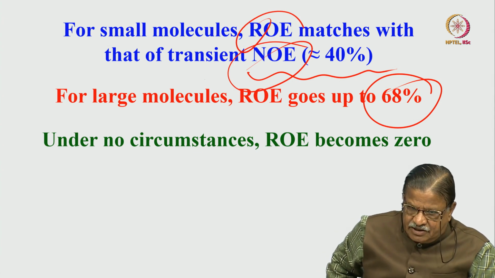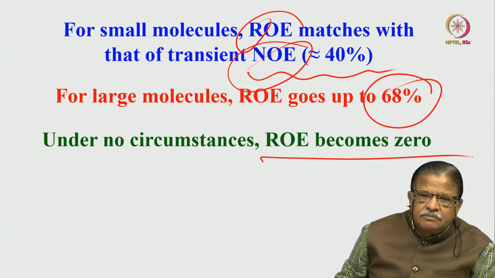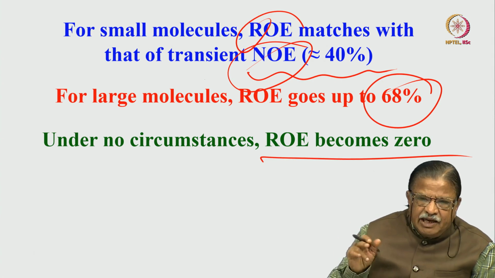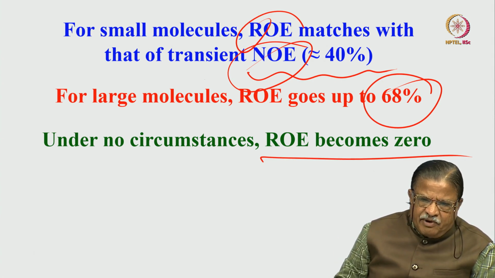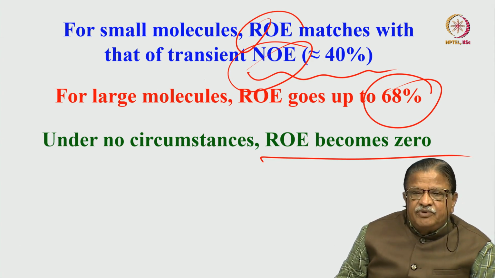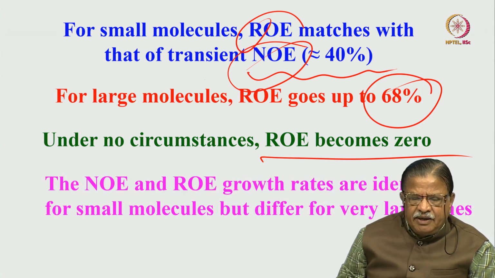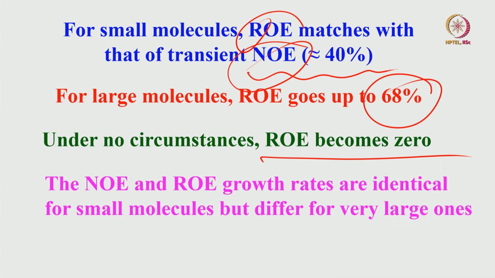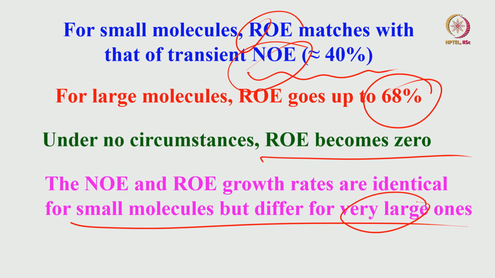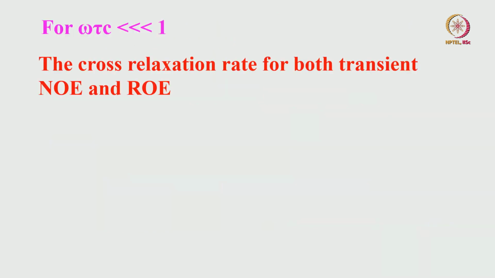Under no circumstances does ROE become 0. NOE can become 0 when omega tau is approximately equal to 1, but ROE never becomes 0. That is the important thing you should remember. So, the NOE and ROE growth rates are identical for small molecules. If I look at how the NOE is building up, in both situations it is identical, but for large molecules they differ a lot. That is what we see. Growth rate is up to 68% for large molecules. All right, we will see this one.